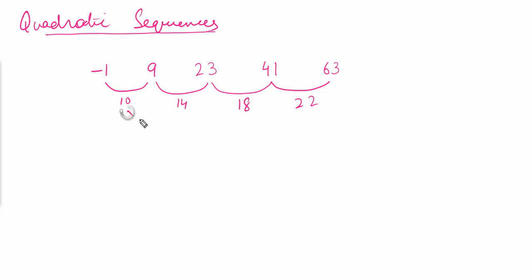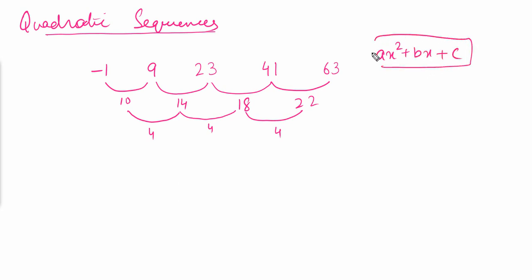Now let's take the second difference. 14 minus 10 is 4. 18 minus 14 is also 4. 22 minus 18 is also 4. Before going further, I want to let you know the standard form of a quadratic expression: ax squared plus bx plus c. In the quadratic sequence, we have to find the coefficient of x squared, the coefficient of x, and the constant.